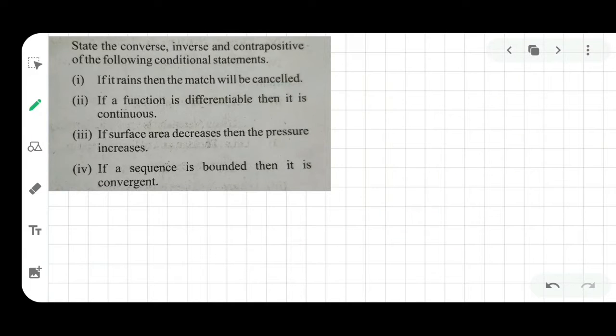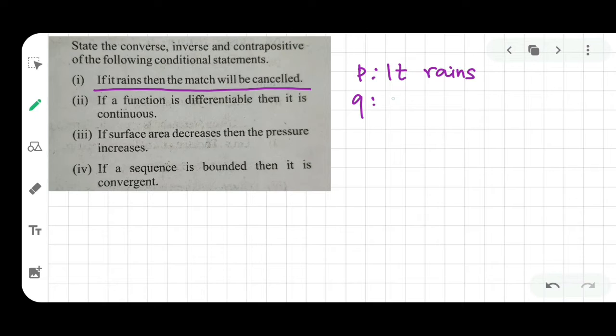Okay, so this is question number 4 now. State the converse, inverse and contrapositive of the statements. Let's take the first one. If it rains, then the match will be cancelled. So let's take the statement P as: it rains.